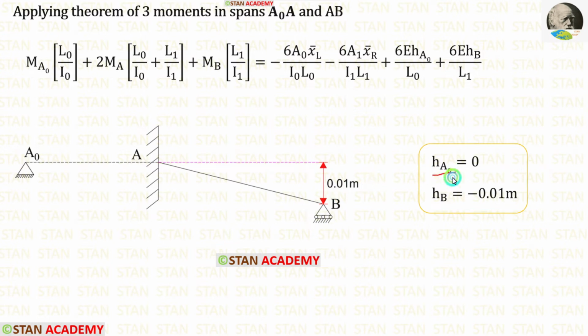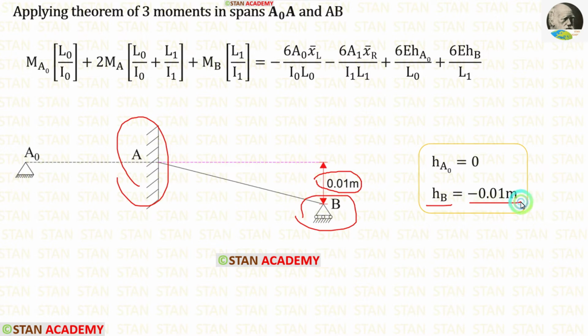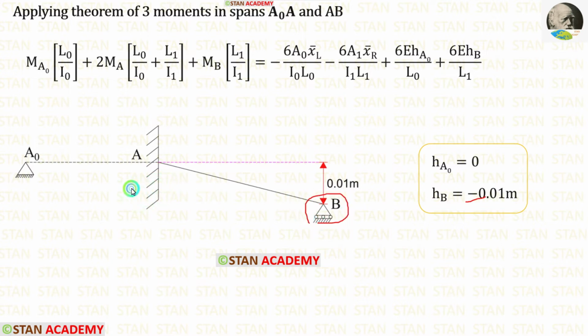Now let us find HA naught and HB. HA naught will be 0 because the support A naught is an imaginary one. To find HB, we have to keep the middle support as a reference. Here the middle support is in the point A. So we have to keep the point A as a reference. Now let us find HB. The support B is lower than the support A by 0.01 meter. So HB is minus 0.01 meter. Here we are applying a negative sign because this support is lower than the support A.